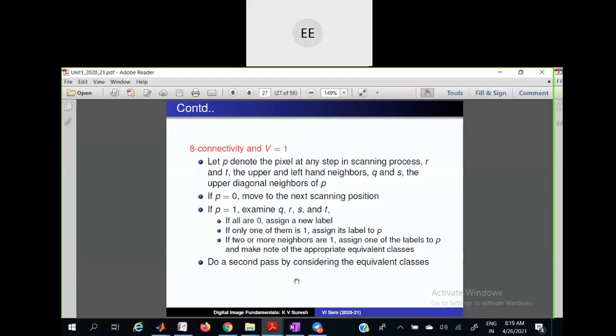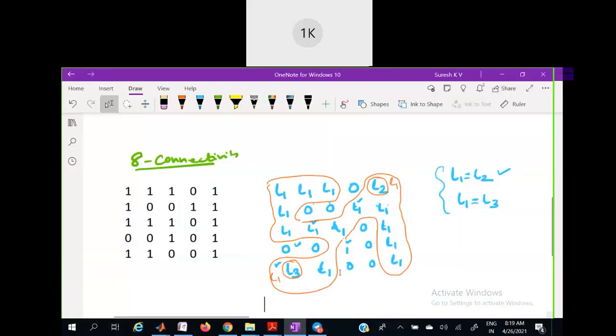Sir, can you please explain why L3 is equal to L1 once again? Okay. So I was here, right? I came here, and to label this I have to look at this one, this one, this one, and this one. This is correct, right?